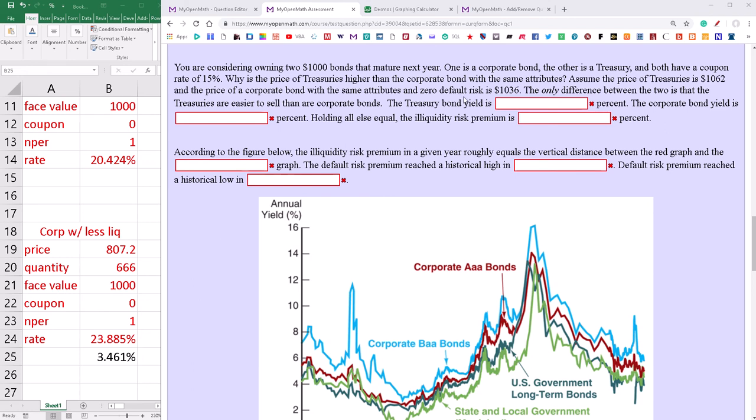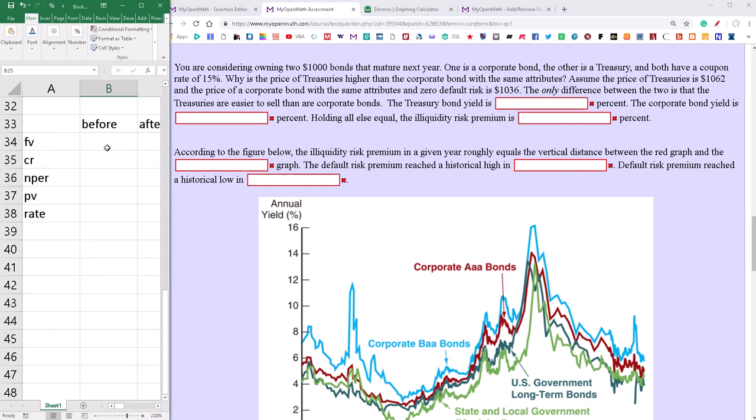Okay, so I went and edited the question. Let's read this again. Assume the price of treasuries is $1,062 and the price of a corporate bond with the same attributes and zero default risk, so both have zero default risk, is by assumption 1,036. The only difference between the two bonds is that the treasuries are easier to sell than our corporate bonds. Okay? So we're assuming here the only difference is the ease at which we can sell them and liquidate them and turn them into cash.